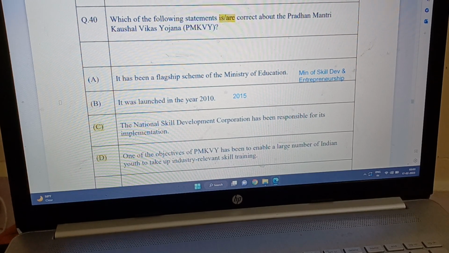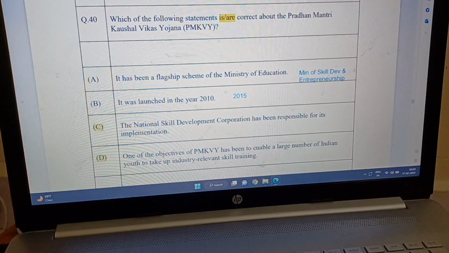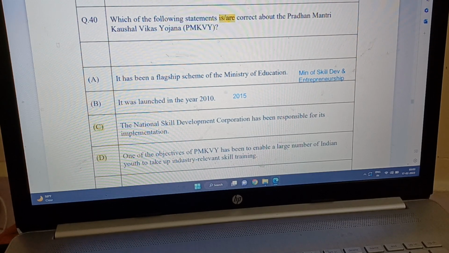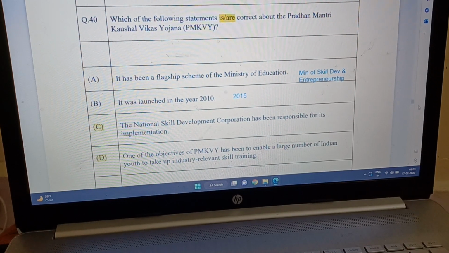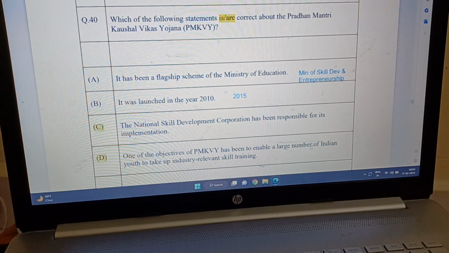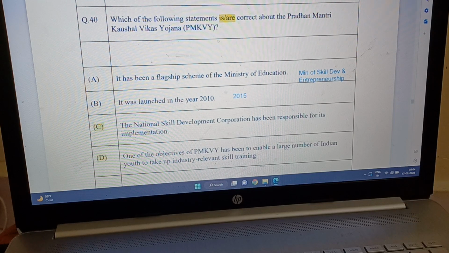Then, it was launched in the year 2010. Definitely not, because Modi ji won the election in 2014, so only after that it was launched. It was launched in 2015. Now, see, the National Skill Development Corporation has been responsible for its implementation. Yes, this is correct. This company, the National Skill Development Corporation, was founded under this Ministry of Skill Development and Entrepreneurship.